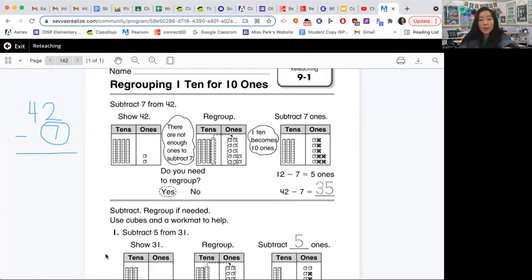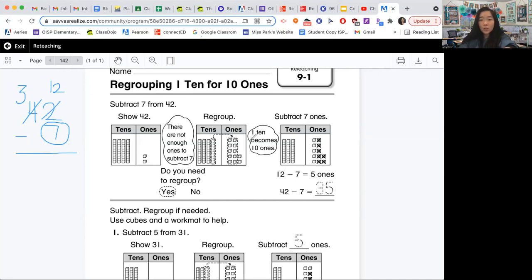So what do we mean by go next door? Just like in this picture, you are going to take away one of the 4. So now we only have 3 tens. And then we're going to add 10 more to 2. So 10 plus 2 equals 12. That's how we end up with 12 in the ones place.